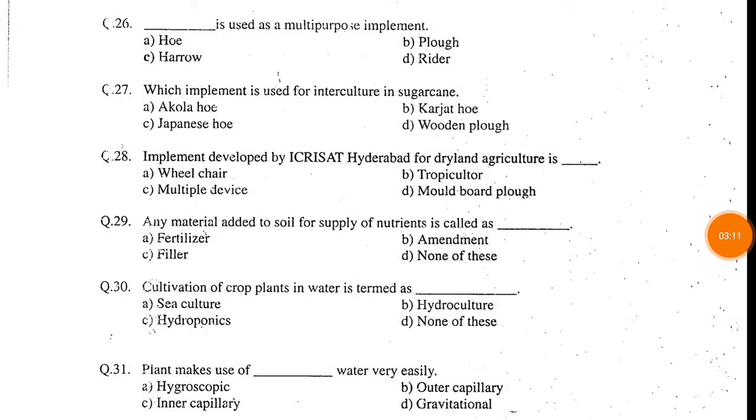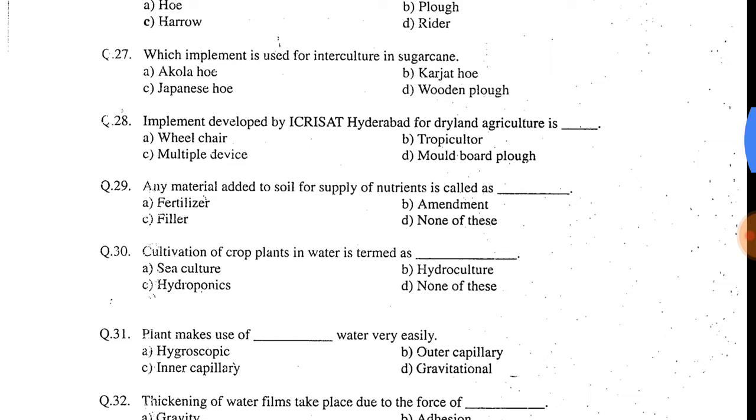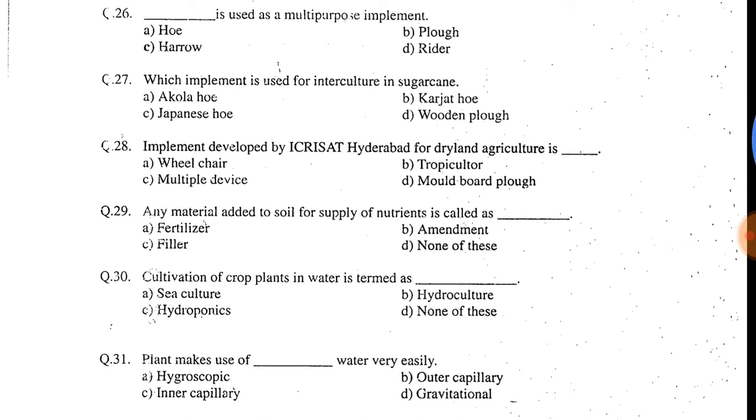Dash harrow is used as a multi-purpose implement. Which implement is used for interculture in sugarcane? Wooden plow. Implement developed by ICRISAT at Hyderabad for dryland agriculture. Tropiculture. Any material added to soil for supply of nutrient is called a fertilizer. Question 30. Cultivation of crop plants in water is termed hydroponics.